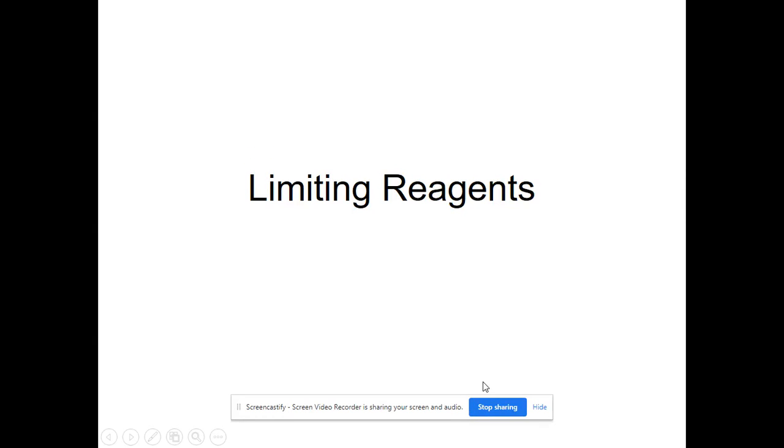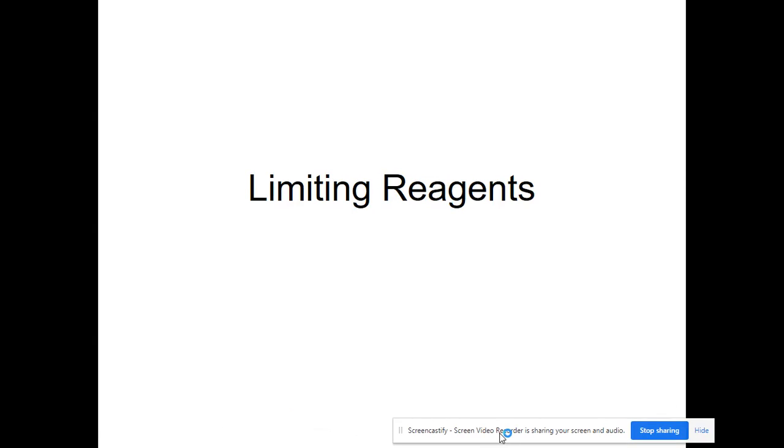Today I want to go over limiting reagents. I want to go over first what exactly this is, and then we're going to go through how you solve these kinds of problems. Then we're going to work through a couple of different examples.